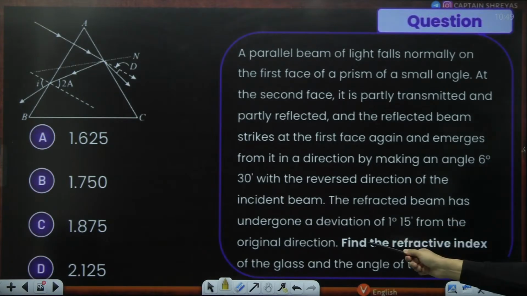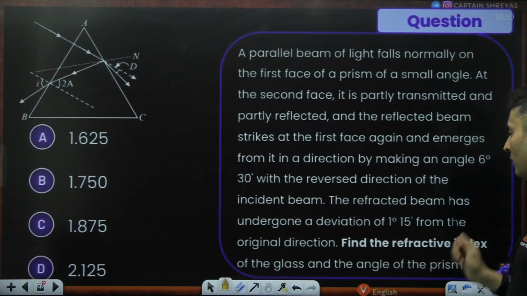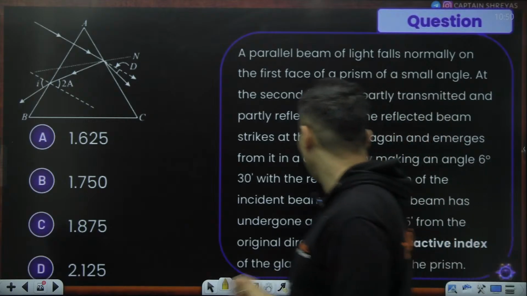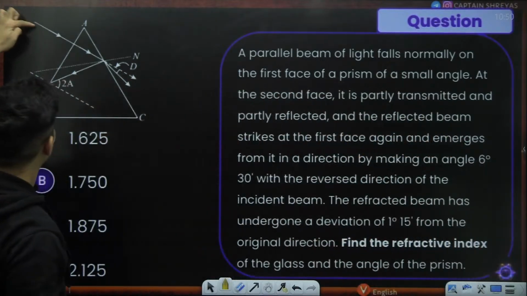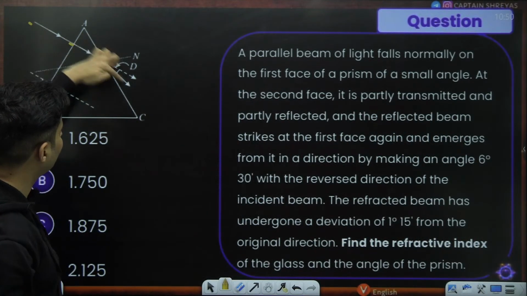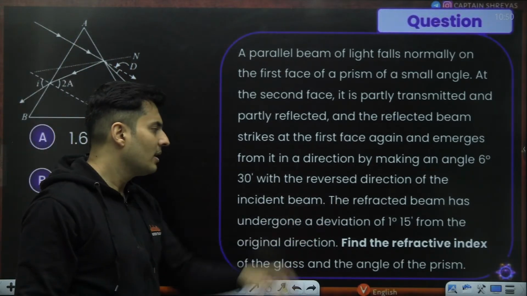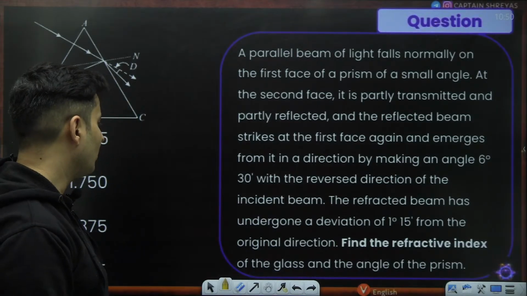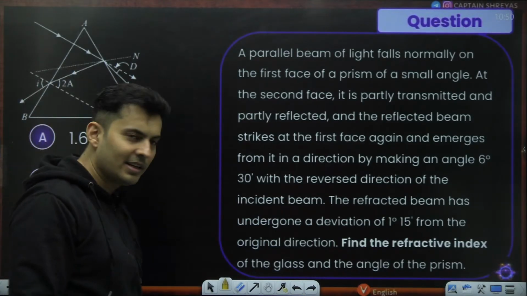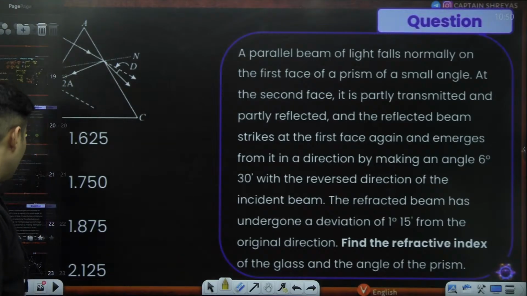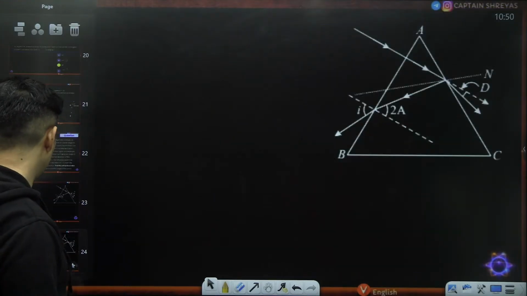The refracted beam has undergone a deviation of 1.15 degrees from the original direction. Remember, the light which was incident gets partially reflected and refracted. This has deviated by 1 degree 15 minutes from the original direction. Find the refractive index of the glass. Okay, cool. Let's see what we can do.